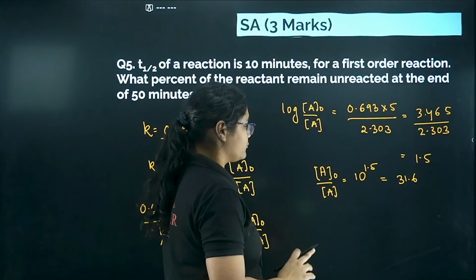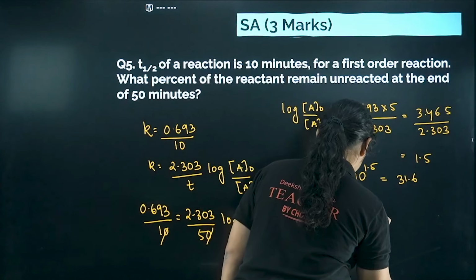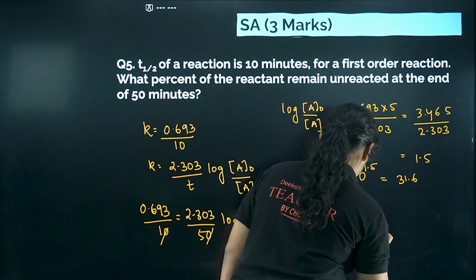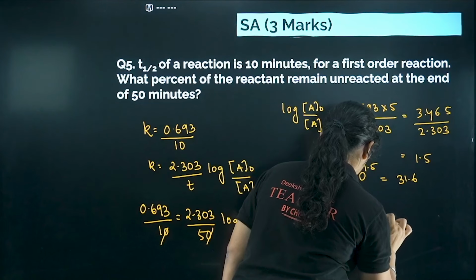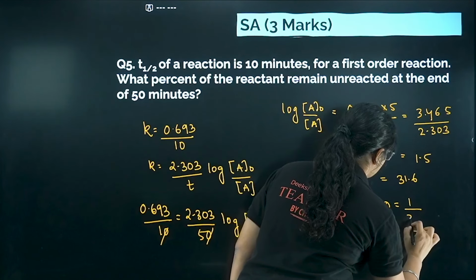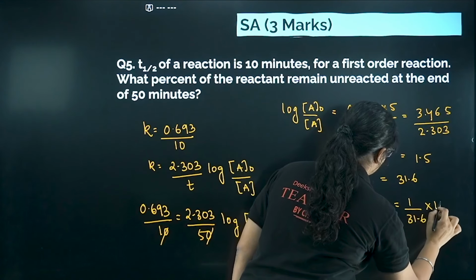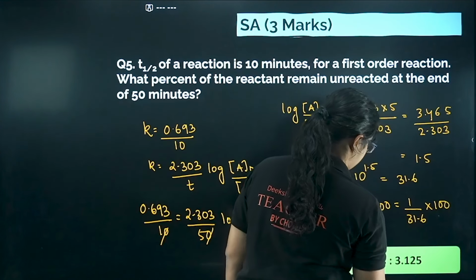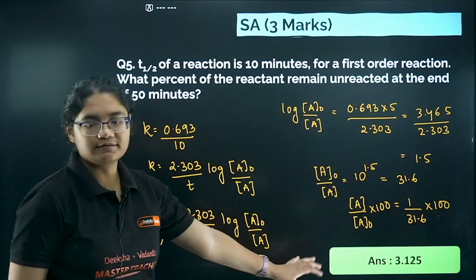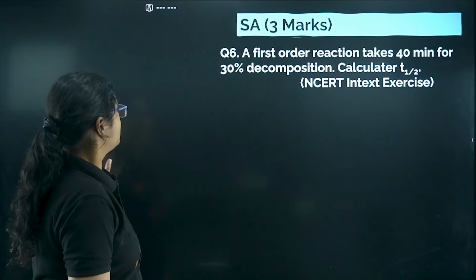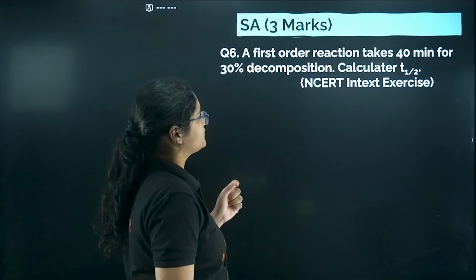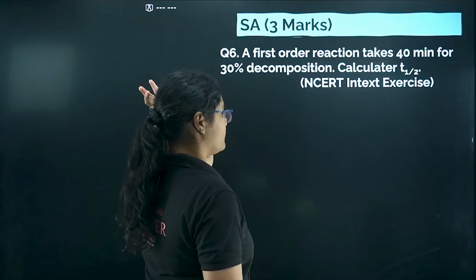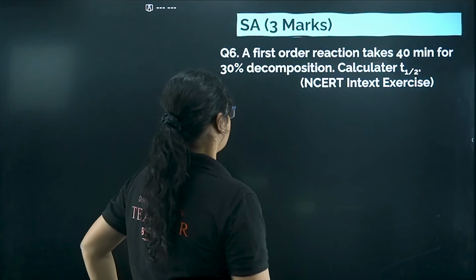You can see that. Okay, now I want the fraction, so I need A by A naught into 100. That is 1 by 31.6 into 100. If I solve this, I will get 3.125%. Okay. Now next, a first order reaction takes 40 minutes for 30% decomposition. Calculate the T half. Very simple question.